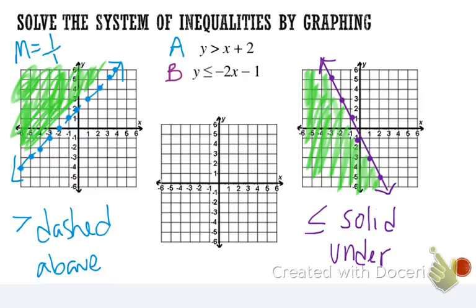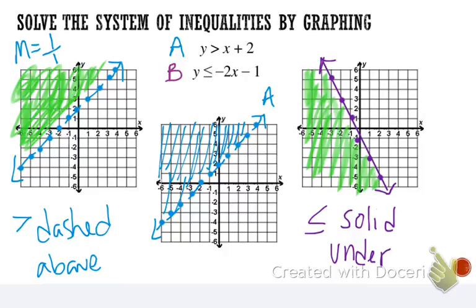So the first one, remember, starts at 2, so put a dot on the 2. The slope is 1 over 1, so go up 1 and run 1. We have a dashed line. Label it. This is A. Okay, and of course, I'm going to shade above the line, so very lightly shade above the line.